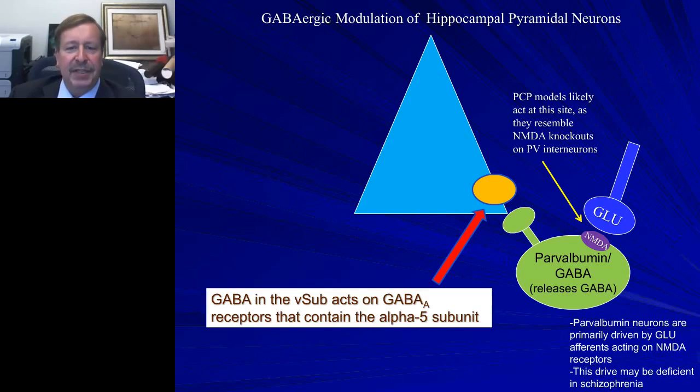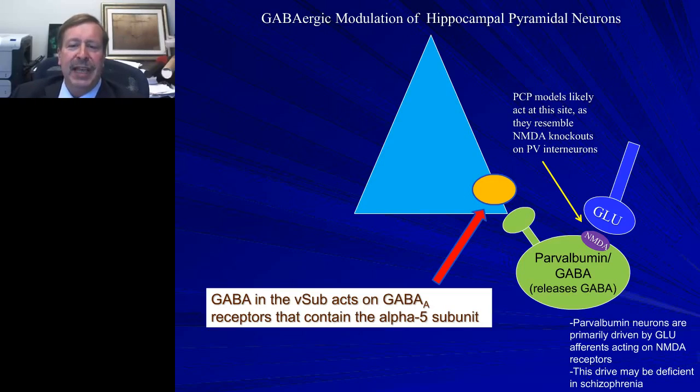Now, the GABA-A receptor is a pentameric structure composed of alpha, beta, and gamma units. The alpha subunits are where benzodiazepines bind. So normal benzodiazepines will bind to the alpha-1 and alpha-2 subunits to potentiate GABA. But in the hippocampus, we have a unique concentration of GABA-A receptors with the alpha-5 subunit.